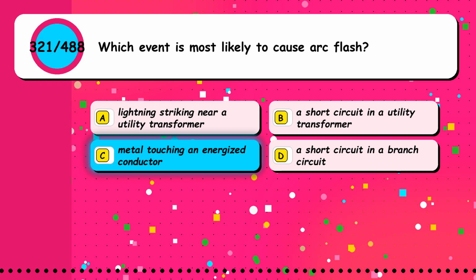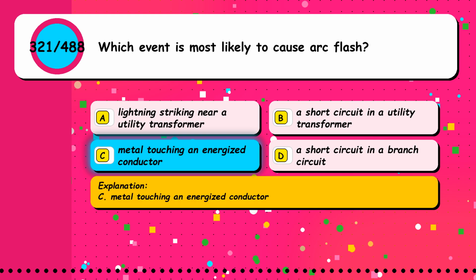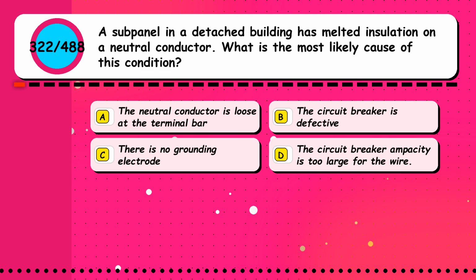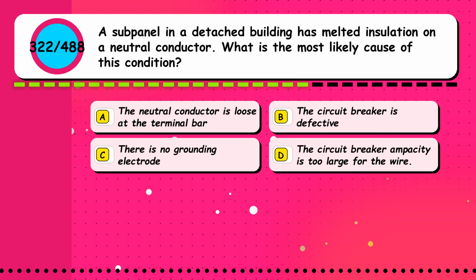The correct answer is option C, metal touching an energized conductor. C, metal touching an energized conductor. Question 322. A subpanel in a detached building has melted insulation on a neutral conductor. What is the most likely cause of this condition? Option A. The neutral conductor is loose at the terminal bar. Option B. The circuit breaker is defective. Option C. There is no grounding electrode. Option D. The circuit breaker ampacity is too large for the wire.